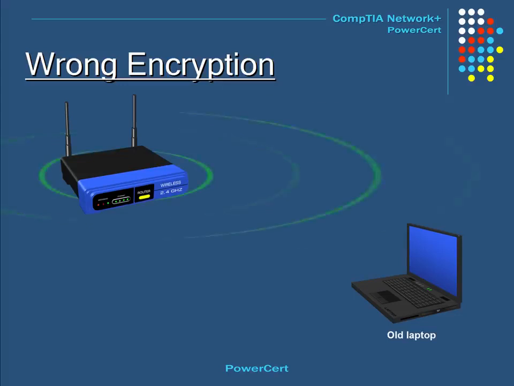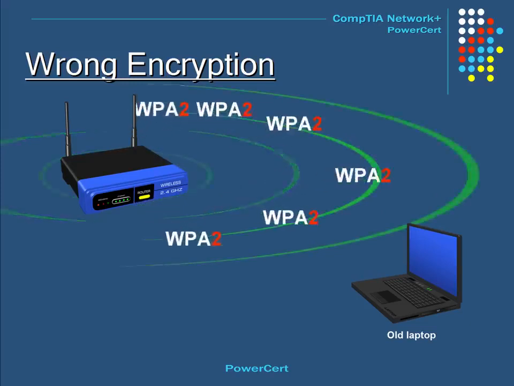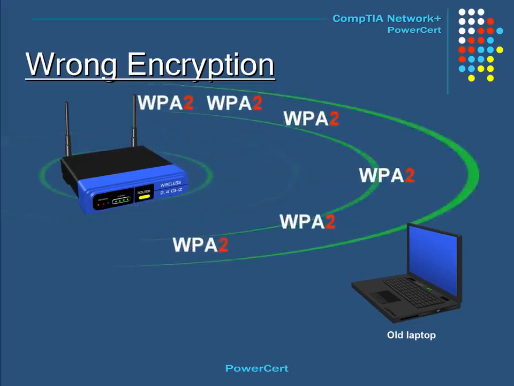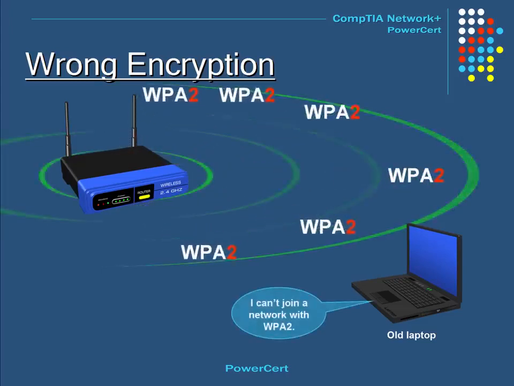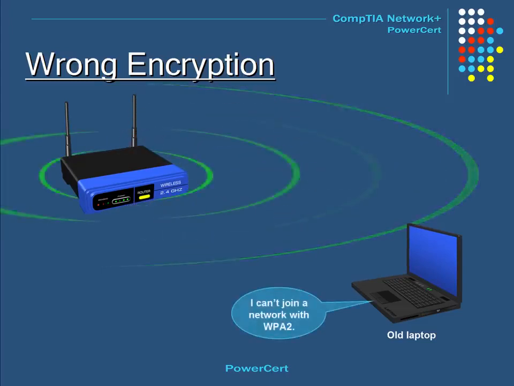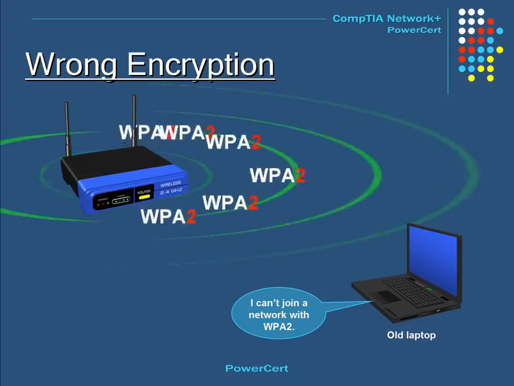And using the wrong type of encryption could also prevent wireless devices from joining your network. For example, if you're using a later wireless encryption method, such as WPA2, on your wireless router, but you're using an older laptop that can only use WEP or WPA, well then that laptop wouldn't be able to join the wireless network because you're using a later encryption method that your laptop cannot recognize.